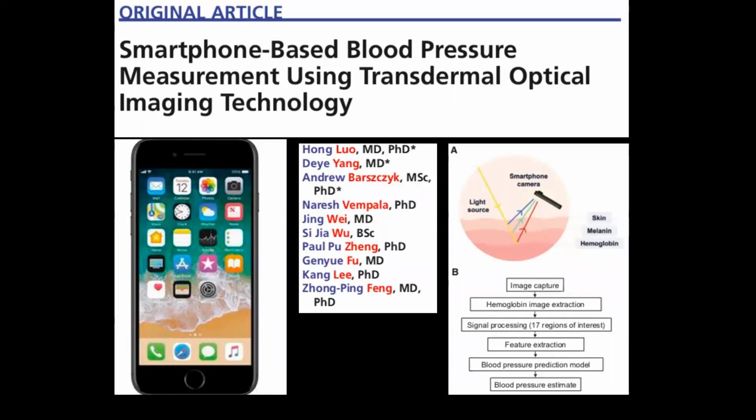So we've talked about cuffless blood pressure, but what about contactless blood pressure measurement? Well, it's very good that I'm speaking in Toronto, because this is Kang Lee's smartphone-based device that will measure your blood pressure by transdermal optical imaging and looking at pulsatility in the face.